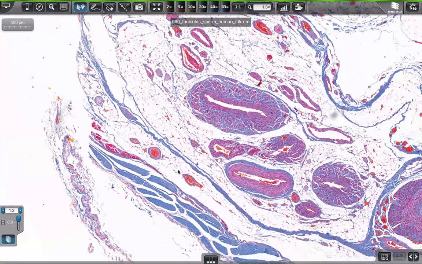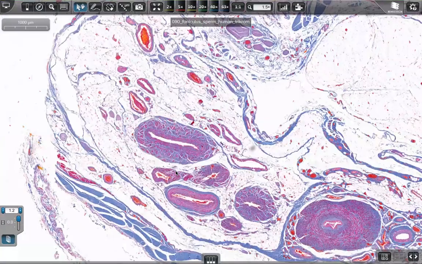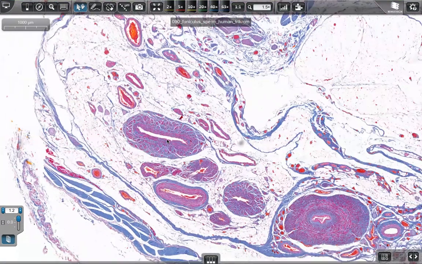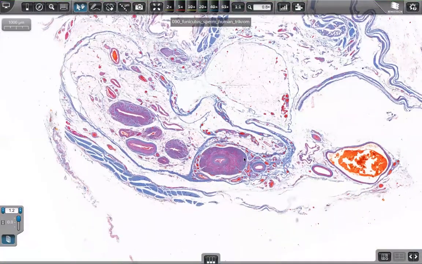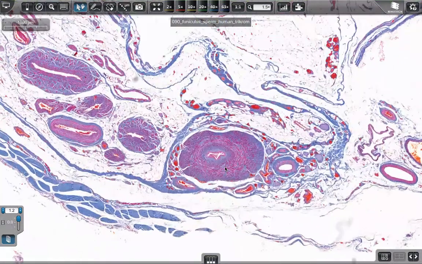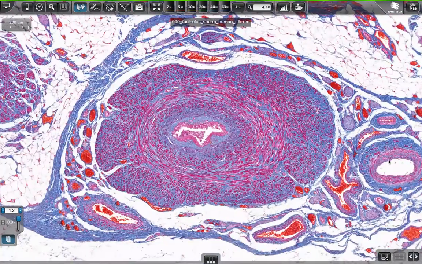Now let's see the content of the spermatic cord. The most prominent structure in the spermatic cord is a really thick muscular tube. This is the vas deferens, followed by vessels, the deferential artery and deferential veins.